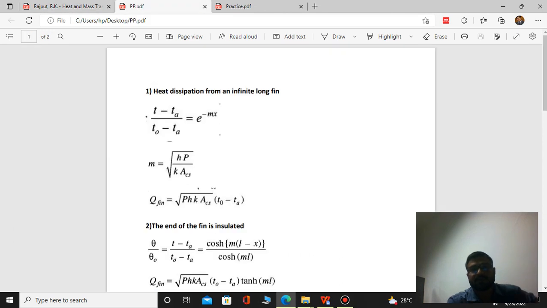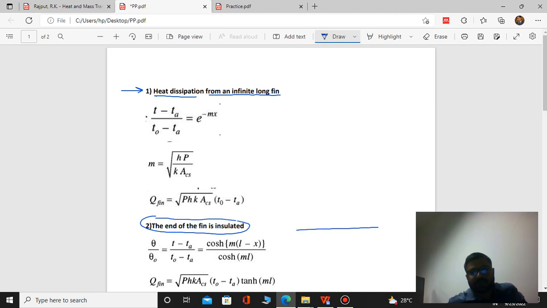These two equations are important. In fins, basically three types of fins are there in our syllabus. First is heat dissipation from an infinitely long fin. If the length of the fin is infinite, we will have to use this formula. Second type is where the end of the fin is insulated. Suppose we have a fin, and if the end is insulated, then we will have to use the formula of this category.